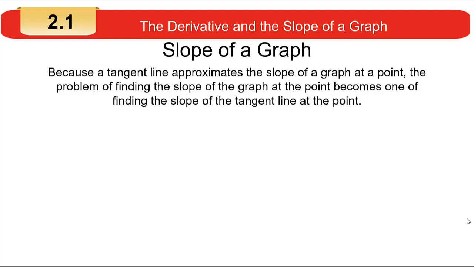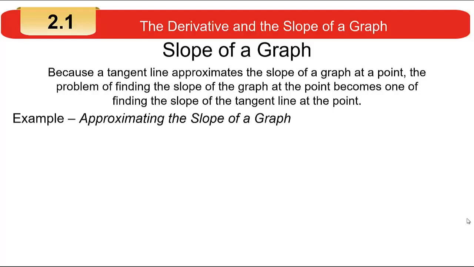Because the tangent line approximates the slope of a graph at a point, the problem of finding the slope of the graph at the point becomes one of just finding the slope of the tangent line at the point. So one of our focuses here is to be able to take an equation and find the slope of the tangent line to any point on that curve.